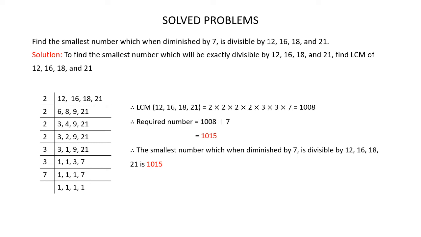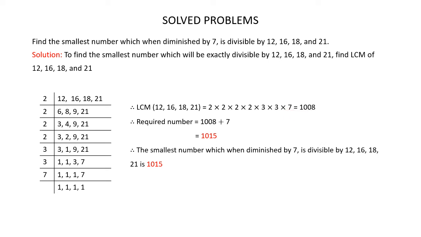So now you have the prime factors 2, 2, 2, 2, 3, 3 and 7. So the LCM of 12, 16, 18 and 21 is equal to 2 multiplied by 2, multiplied by 2, multiplied by 2, multiplied by 3, multiplied by 3, multiplied by 7, which is 1008.